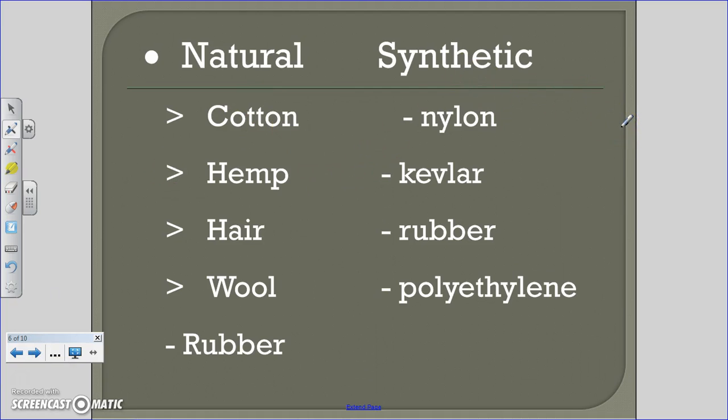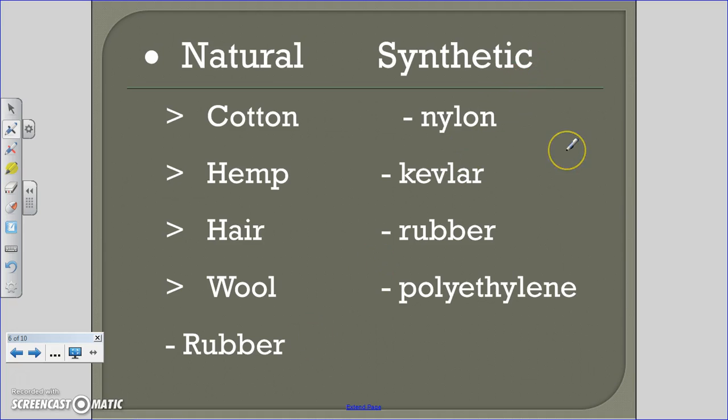This is just a brief list of natural versus synthetic polymers that you all have seen and heard of and been aware of. Natural: cotton, hemp, hair, wool, and rubber. So again, we have plant-based cotton and hemp, and we have animal-based down at the bottom, hair, wool, and rubber. Rubber actually comes from a tree, and it's kind of like a maple tree, and the rubber is similar to what the maple syrup would be.